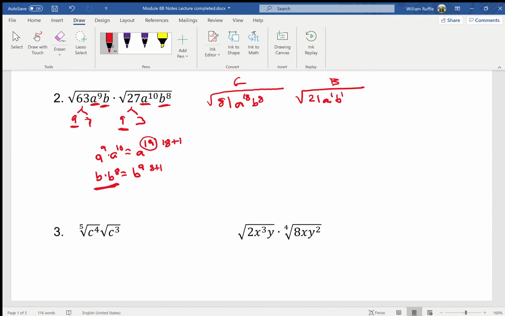The square root of 81 is 9. 18 divided by 2 is a to the 9th. 8 divided by 2 is b to the 4th. Then these guys just stay inside the square root.